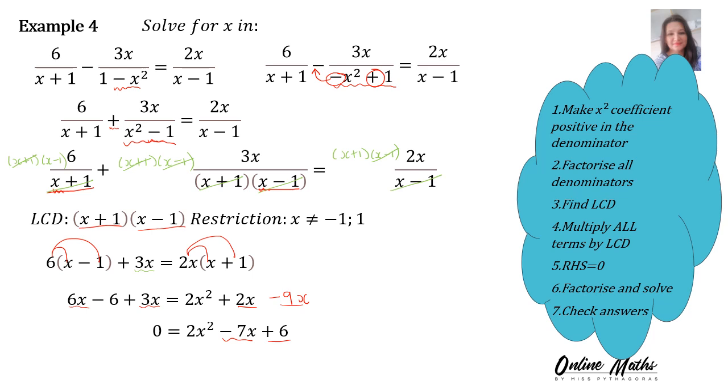Step 6, factorize and solve. When we factorize that one, it's bracket 2x minus 3, bracket x minus 2, and we solve, we find x is 3 over 2 or x is equal to 2. And then let's check the answers against the restrictions. The restrictions were x cannot be negative 1 or 1. My answers are x equals 3 over 2 or x equals 2, and they are both valid.